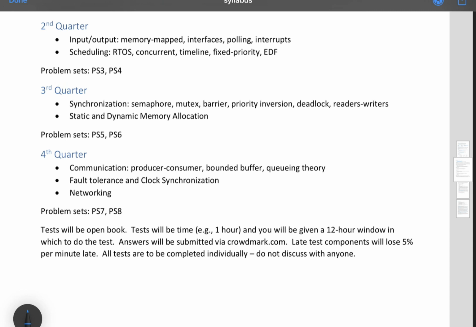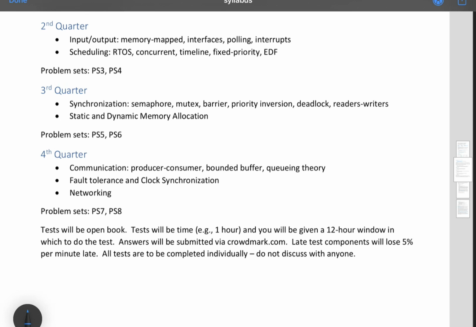Now, for safety-critical real-time systems, you shouldn't use dynamic memory allocation. So we're also going to talk about how to do it statically, which is going to be at compile time or your system startup. And the fourth quarter covers communication. So what's the producer-consumer problem? How does a bounded buffer work? And then we'll talk about queuing theory, which gives you some understanding of how large you need to make your buffers for producers and consumers that are producing and consuming at different rates.